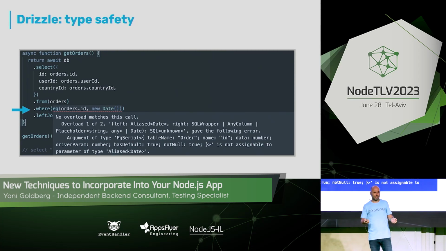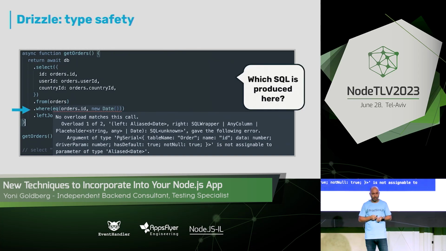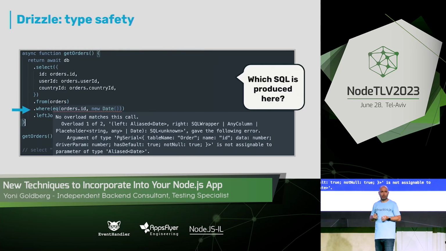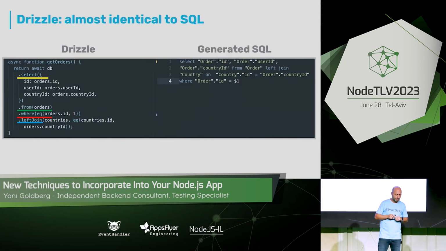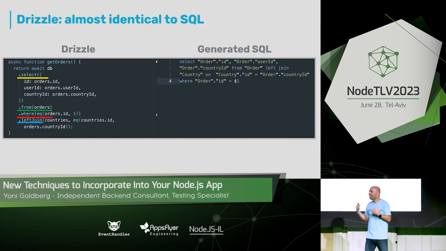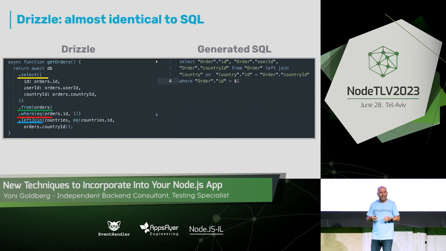So what are the key differences? What things really matter here? Okay, look at this query. Can you tell me which SQL is about to get produced here? Well, on the left side you have Drizzle, on the right side the generated SQL. I don't think that any developer on earth could ever say, I don't have control over the SQL here. I can't guess, because it's so similar, one-to-one.